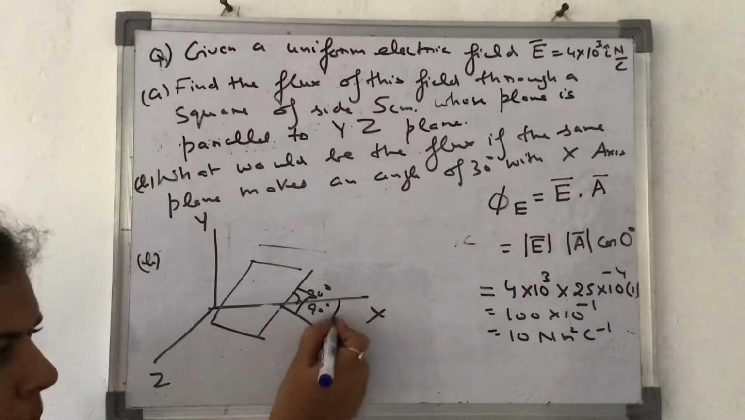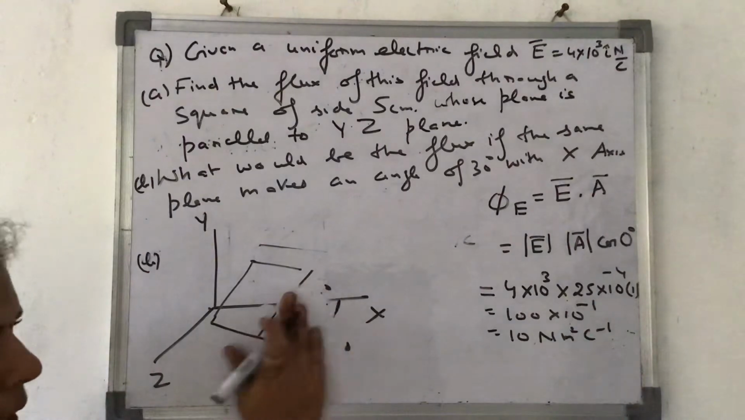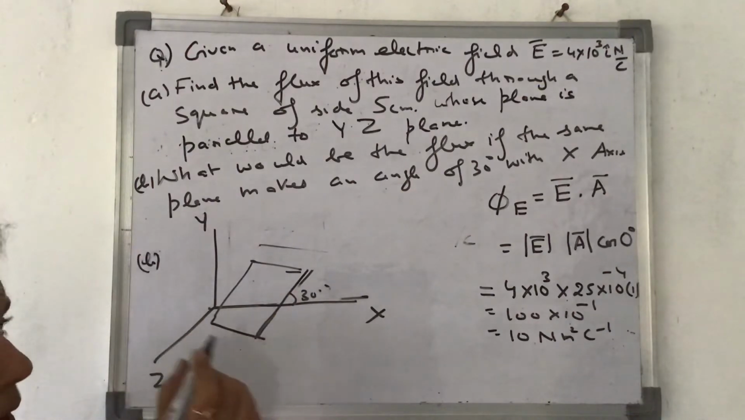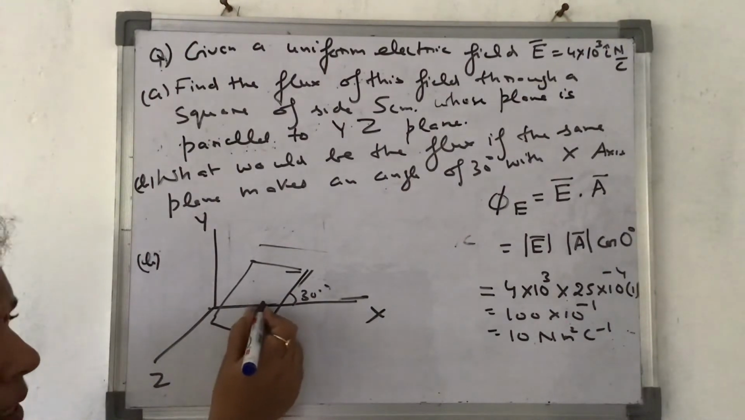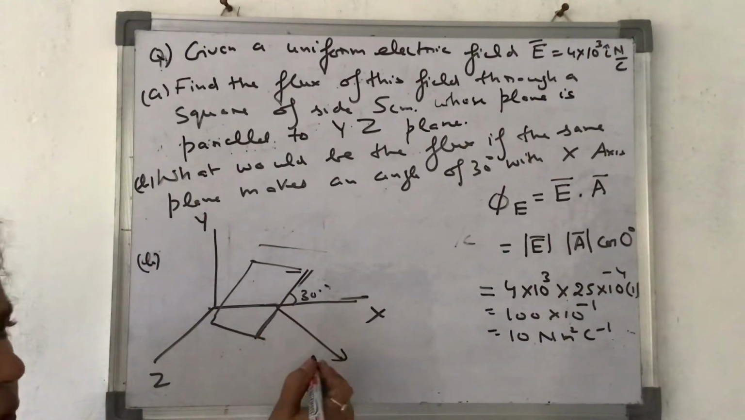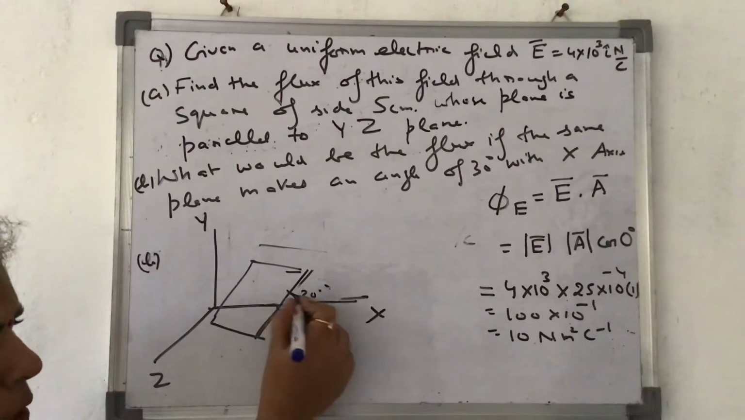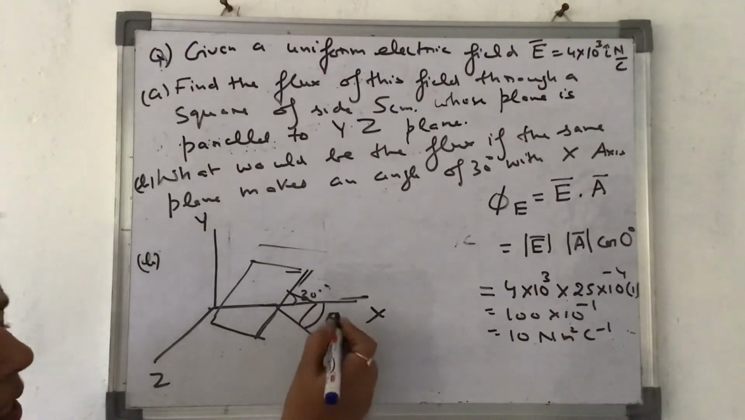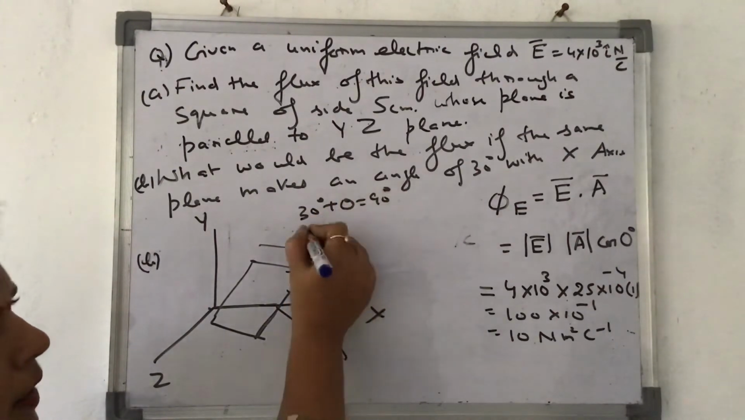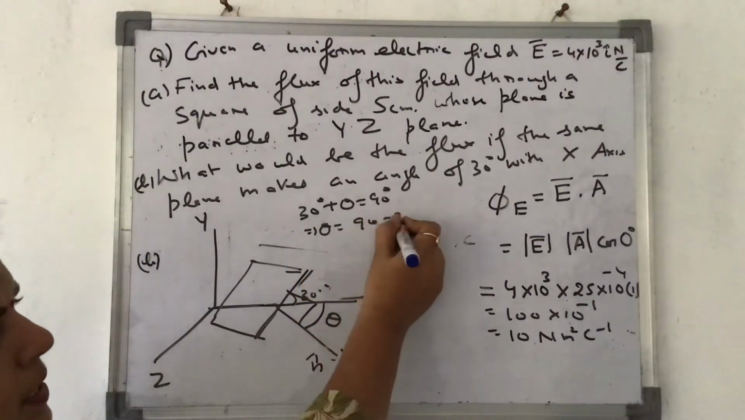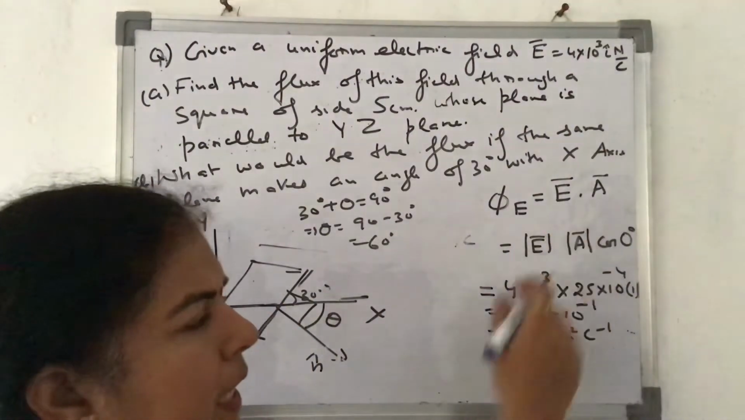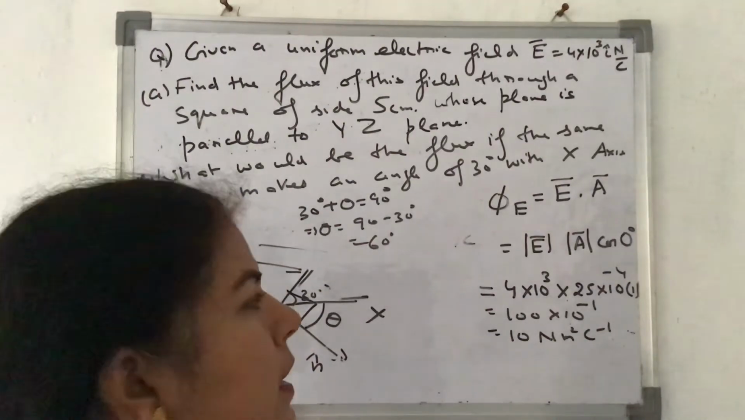So what is this normal making with the x-axis? I repeat again. In this question they are saying the plane makes an angle of 30 degree with the x-axis. But actually what is the direction of this plane? The direction of the area is given by 90 degree over here. So what is this theta? 30 degree plus theta is equal to 90 degree, that means theta is equal to 90 minus 30, which is 60 degree. That means in the second case, the angle between E and A is nothing but 60 degree.